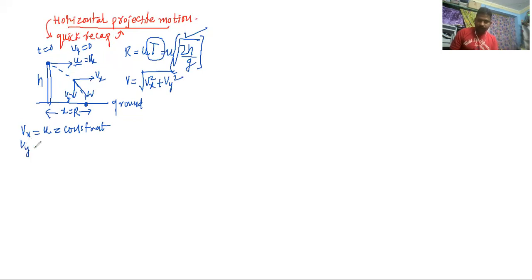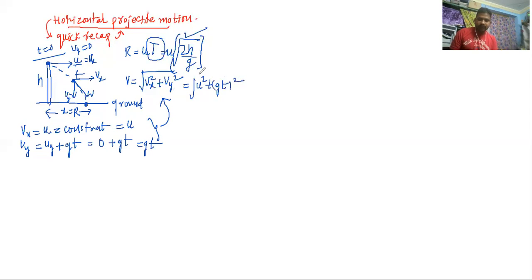Then vy, let's focus. If you use the equations of motion, then vy will be equal to uy plus gt. And initially uy is 0, so vy is gt. T is the time at this instant. That may be 2 seconds, that may be after some 4 seconds, because initially the time is 0 seconds. So vy value is g into t, vx value is u. Now if you substitute these two values here, you get square root of u square plus (gt) whole square. This is the velocity of a projectile at any instant in this case.